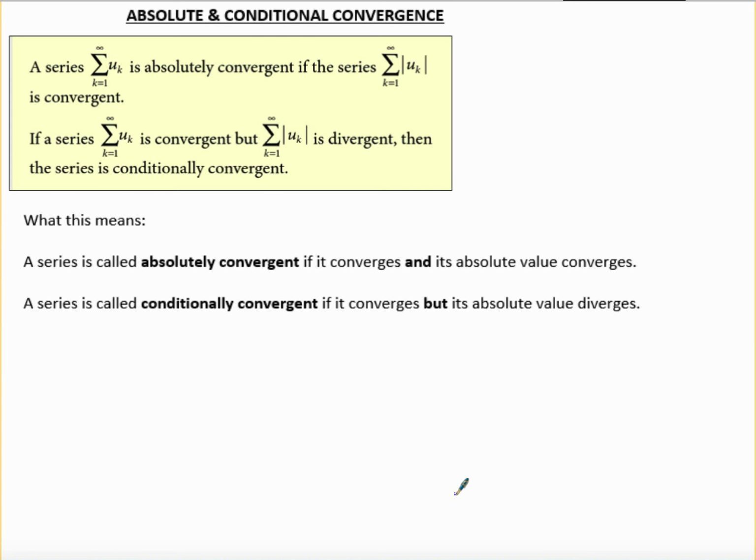Okay, so now let's move on to absolute and conditional convergence. We can have an absolutely convergent series, or we can have a conditionally convergent series. The difference is that we call a series that converges and whose absolute value also converges absolutely convergent. So if both converge, it's absolutely convergent. If the series converges but its absolute value does not, then we call that conditionally convergent. So that's all that this is saying here.